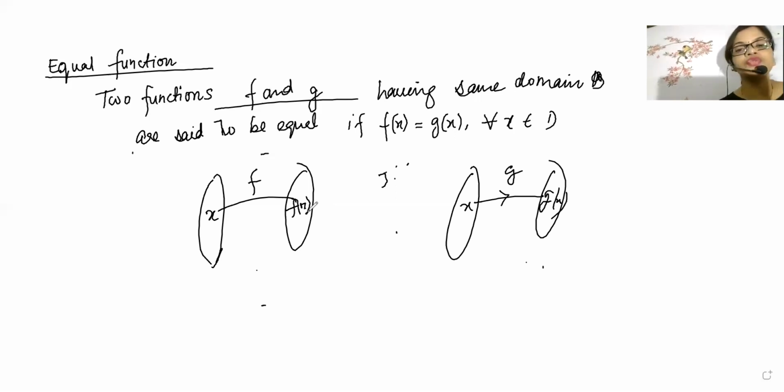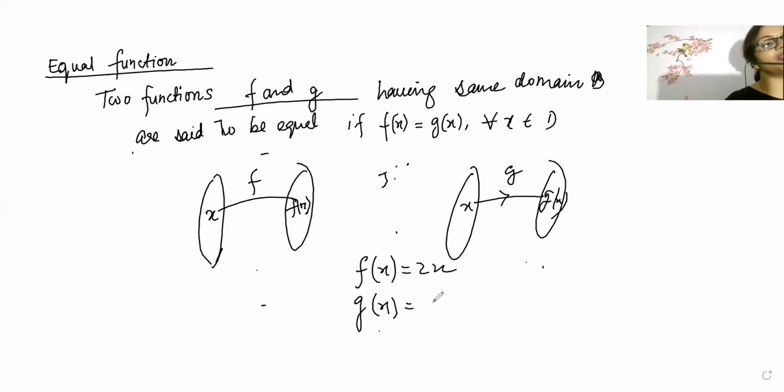That means if f of x is 2x, what will be g of x? G of x will ultimately become 2x. G of x will only become 2x. So that is exactly a case of equal function. Domain element same, codomain element same, their mapping same. So when two functions replicate each other, everything equal and everything the same, then they are called equal functions.